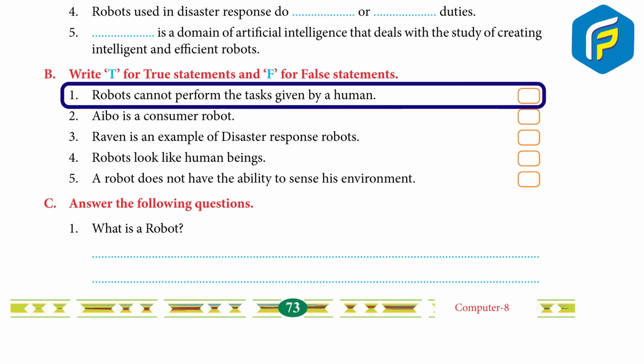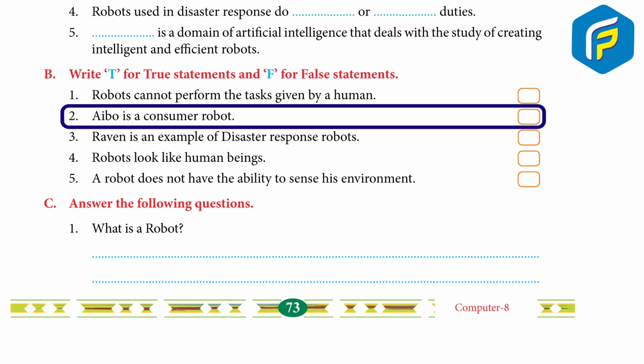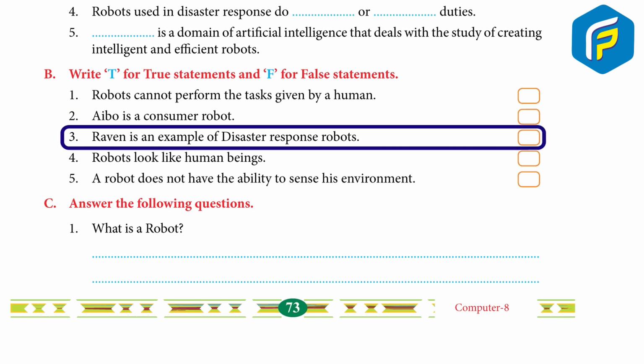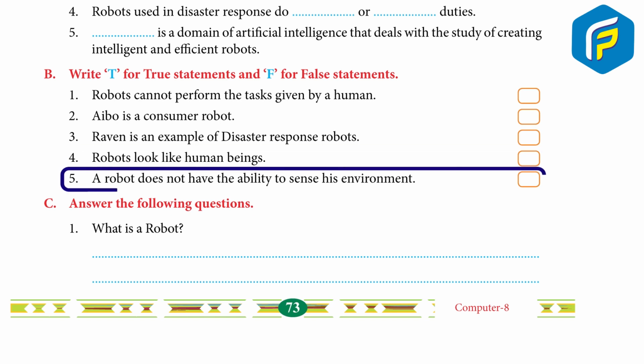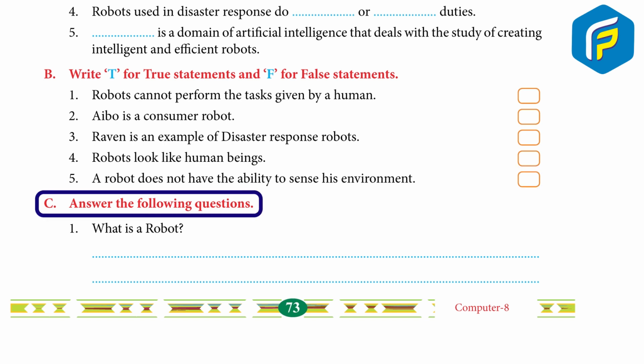1. Robots cannot perform the task given by humans. Answer: False. 2. Aibo is a consumer robot. Answer: True. 3. Raven is an example of disaster response robot. Answer: False. 4. Robots look like human beings. Answer: True. 5. A robot does not have the ability to sense its environment. Answer: False. C. Answer the following questions.